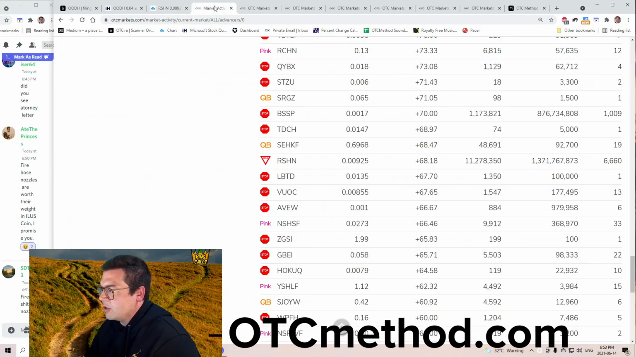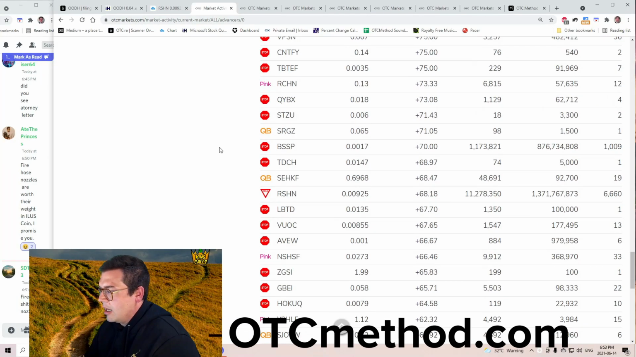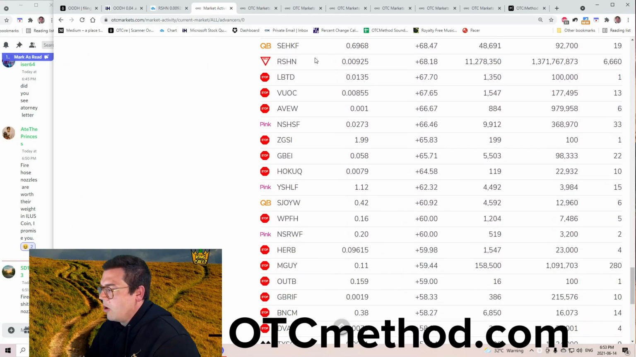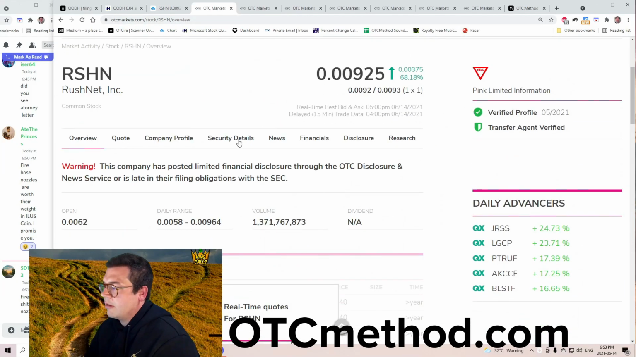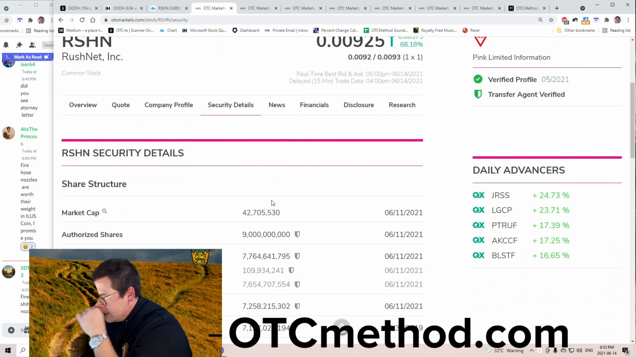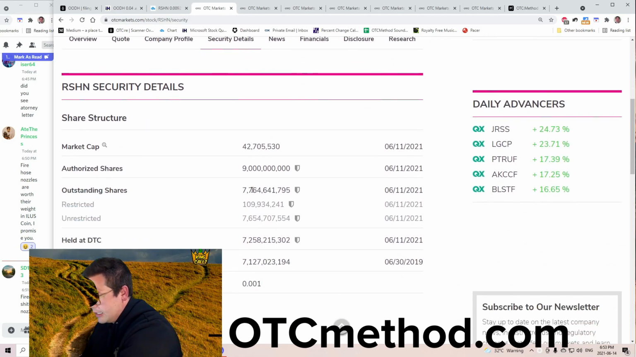To get to an 80 million share OS without a reverse split. So let me just present this to you. This OS includes the unrestricted, which would be the float, right?